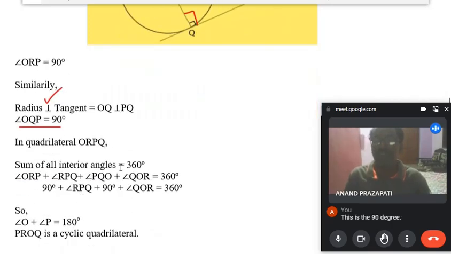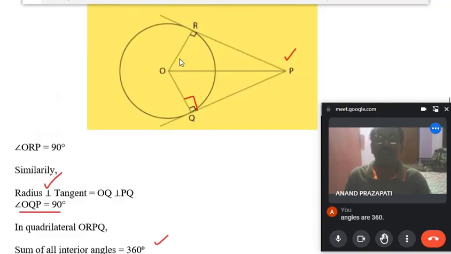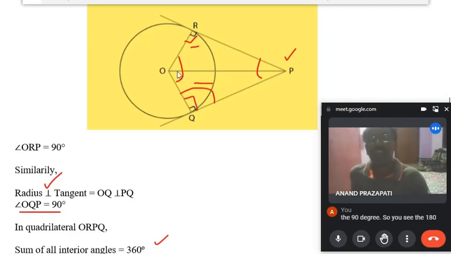Sum of all interior angles is 360 degree. This one plus this one plus this one plus this one equal to 360 degree, and this is the 90 degree and this is the 90 degree. So this is the 180 degree. So this one plus this one will be 180 degree.